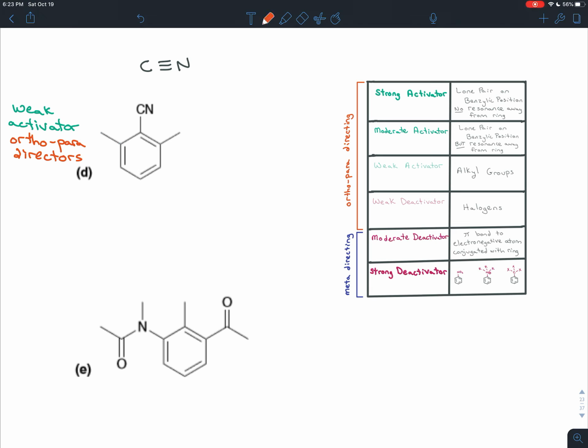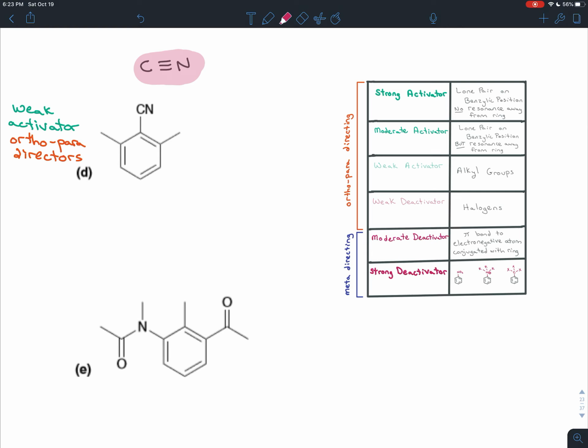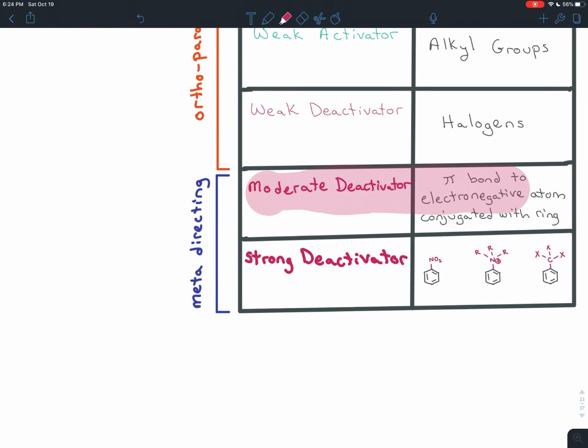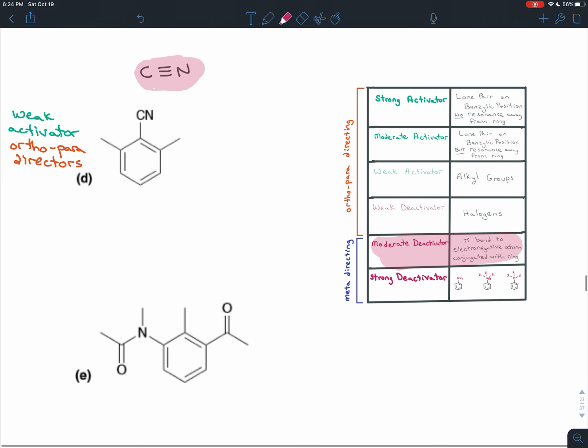So that's that. On the other, in the middle, we have the CN. Now in this cyanide, in the CN, notice you have a couple of pi bonds there. But you have a pi bond to an electronegative atom, a pi bond to the nitrogen on the benzylic position. That pi bond is conjugated with the ring, and so that's the definition for a moderate deactivator. Pi bond to an electronegative atom conjugated with the ring.